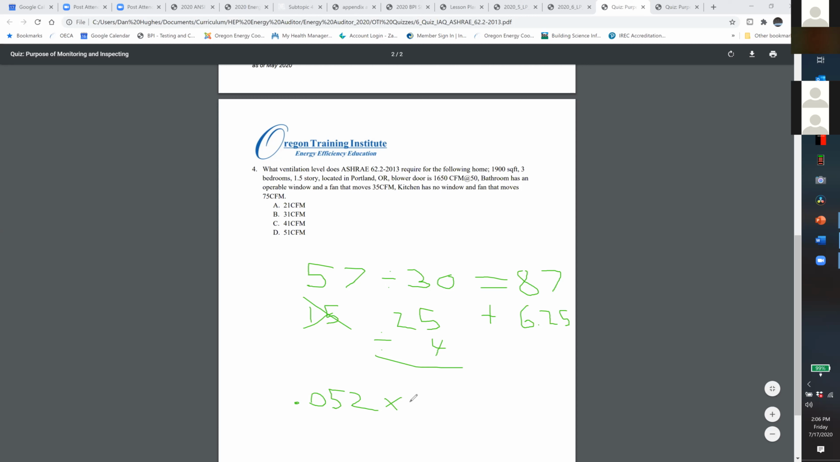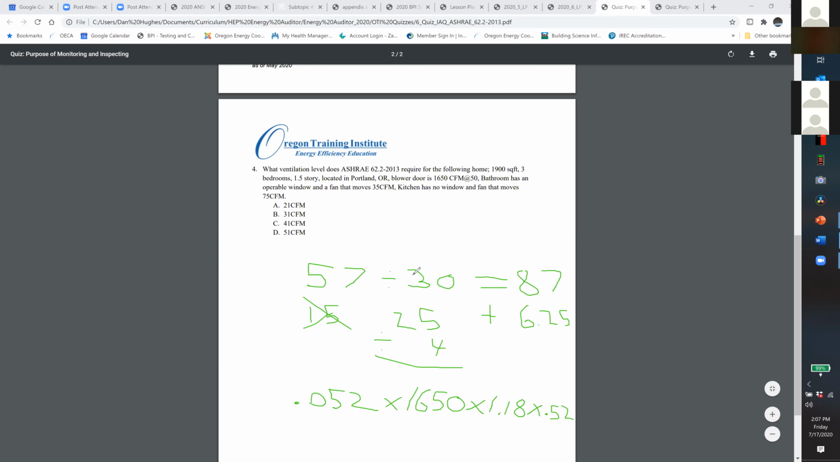And multiply that by our blower door. Multiply by our story factor. If we have a 1.5 story, our story factor is going to be, anybody know this off the top of their head? 1.18. 1.18, thank you. And the weather factor, if you don't mind, for Portland. 0.52. Thank you. 0.52, I'm going to run out of space. And then we're going to multiply that all straight across.